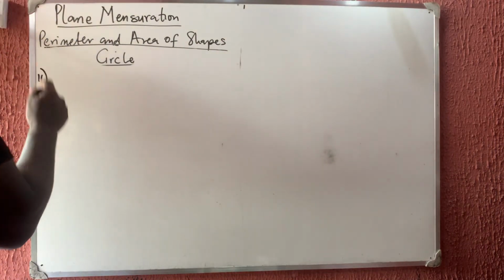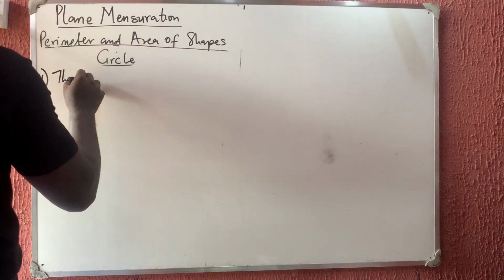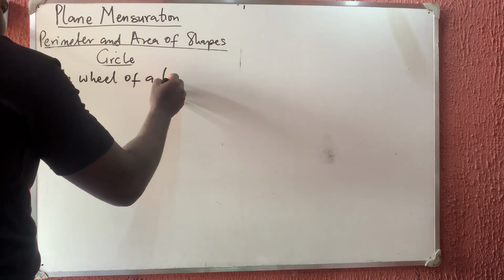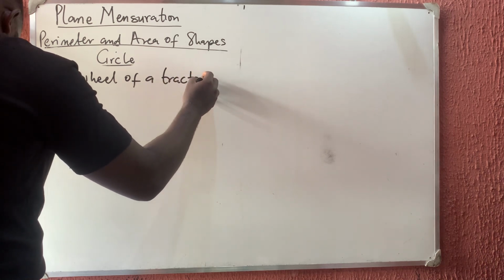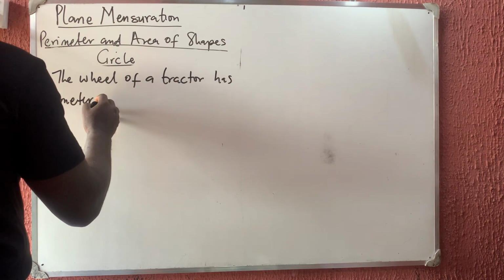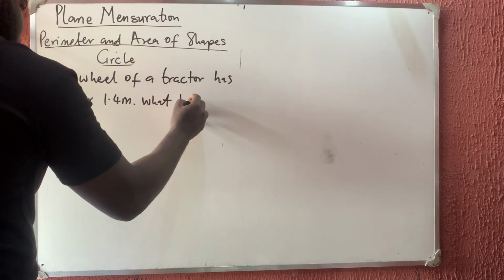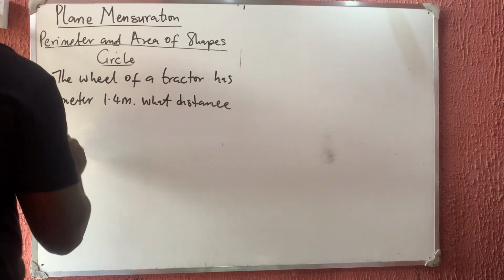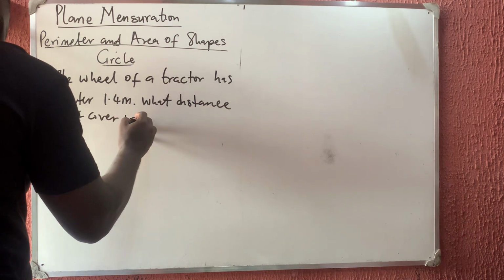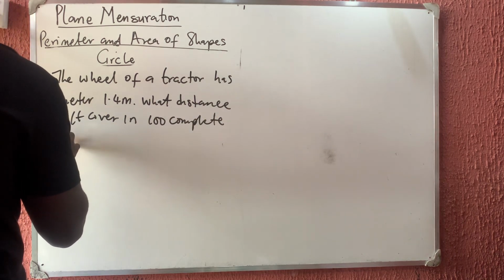So question number 11 said, the wheel of a tractor has diameter 1.4 meters. Then I say, what distance does it cover in 100 complete revolutions?